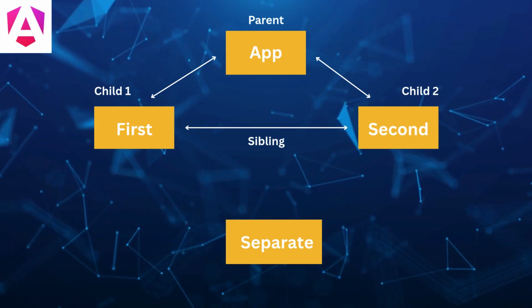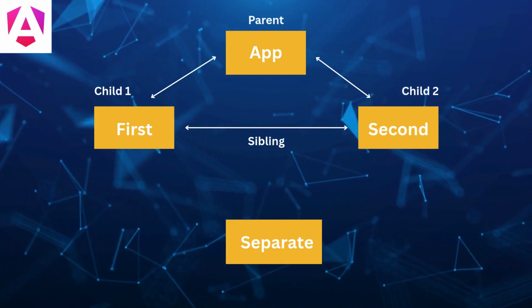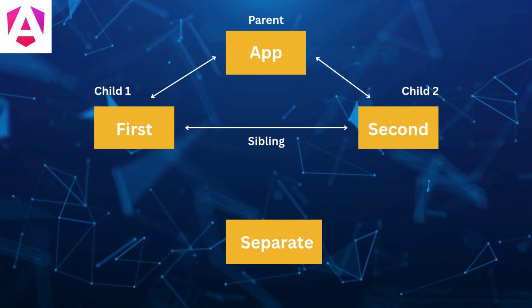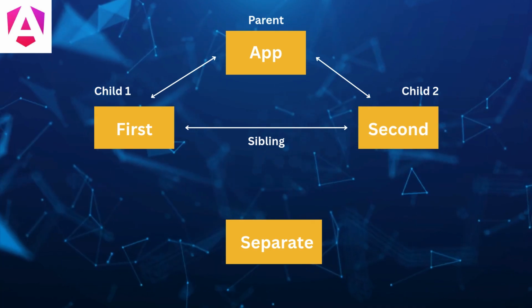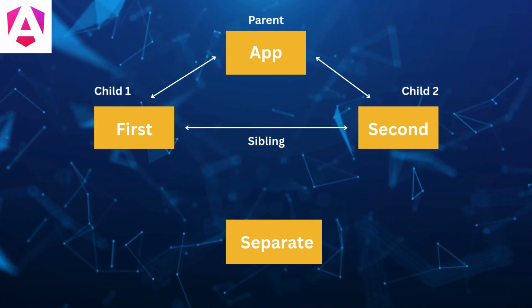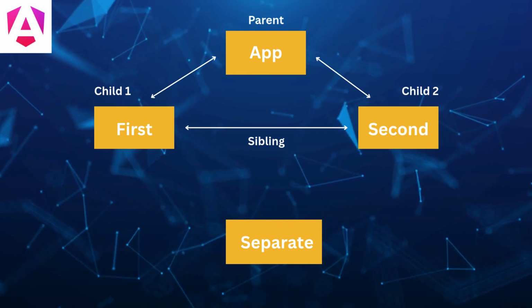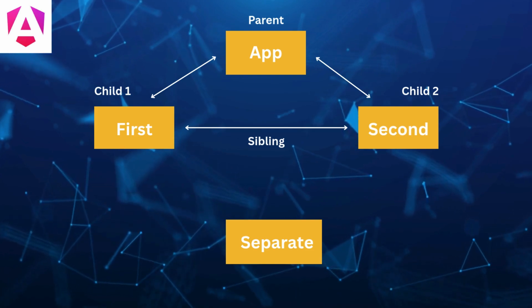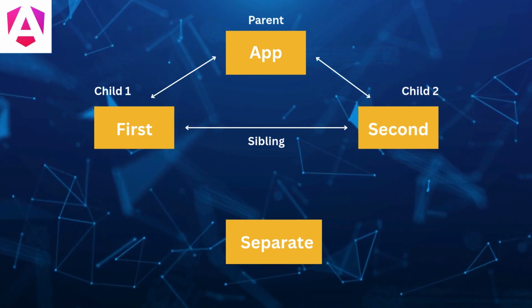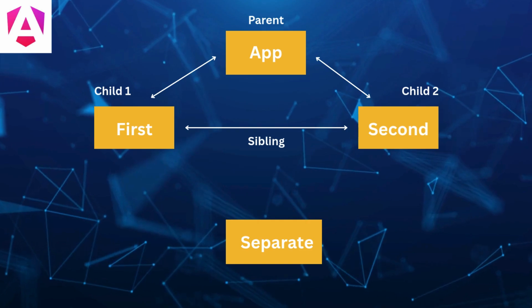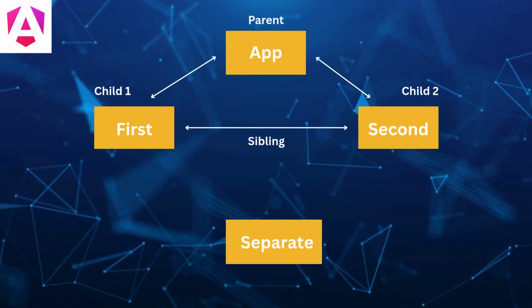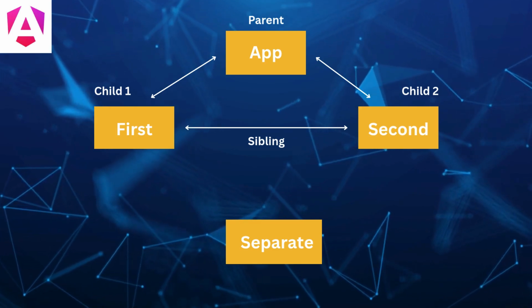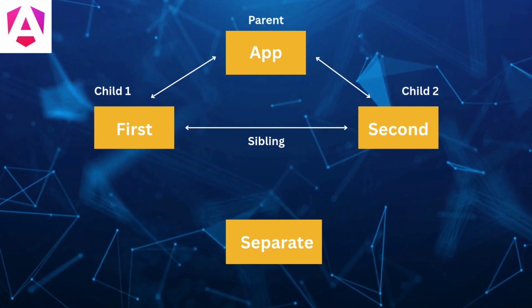Then there is sibling component communication, so the first component can pass data to second and second can pass data to first. And the fourth one is across unrelated components. The fourth one you see below has no parent, no child, it is single. So if we have one component which does not have any parent or child, and another component which also does not have any parent or child, but we want to pass some data between them, how will we pass it? For that fourth type, we use a shared service.